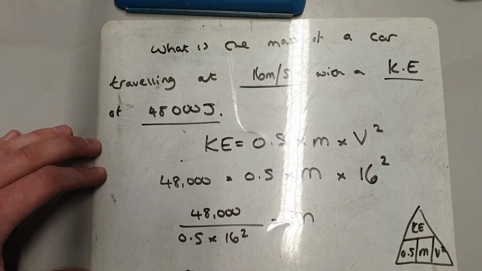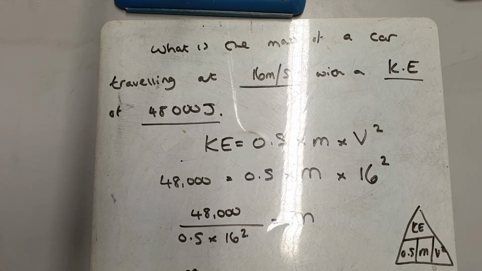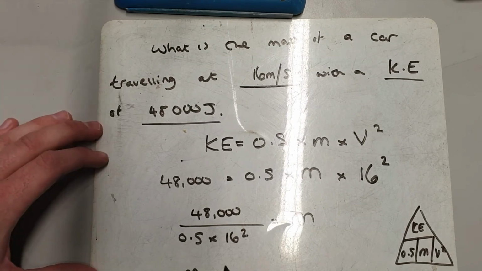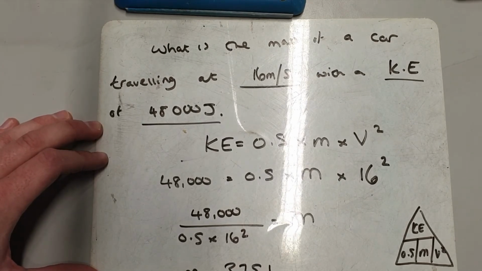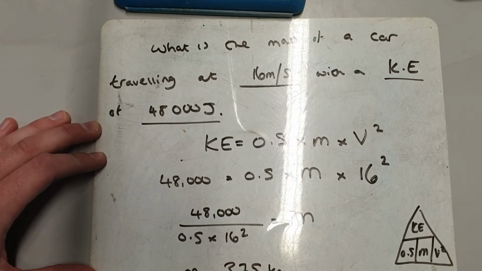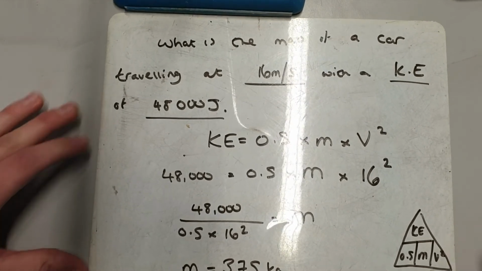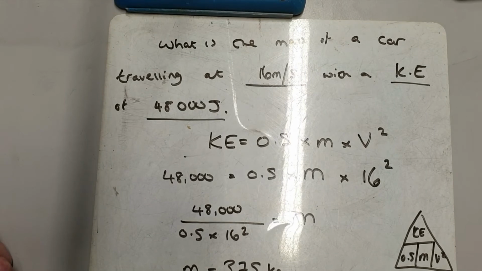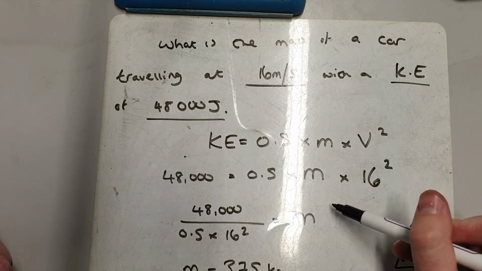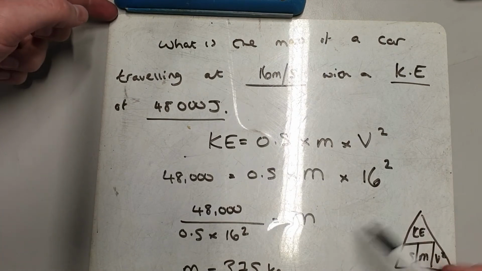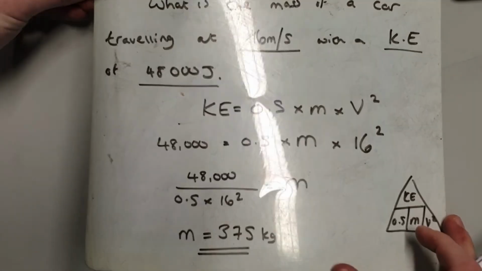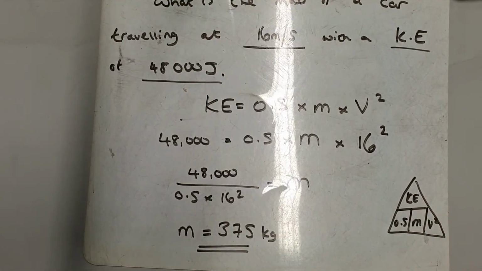Again, you can just sub this into a calculator, and when you do, your answer comes out to be 375 kilograms. So again, we've written the equation, we've subbed our numbers in, then we've rearranged, and we've got our final answer at the bottom here of our 375 kilograms.